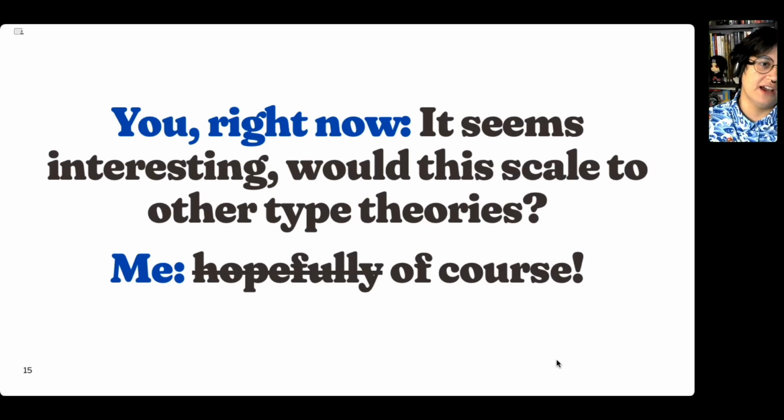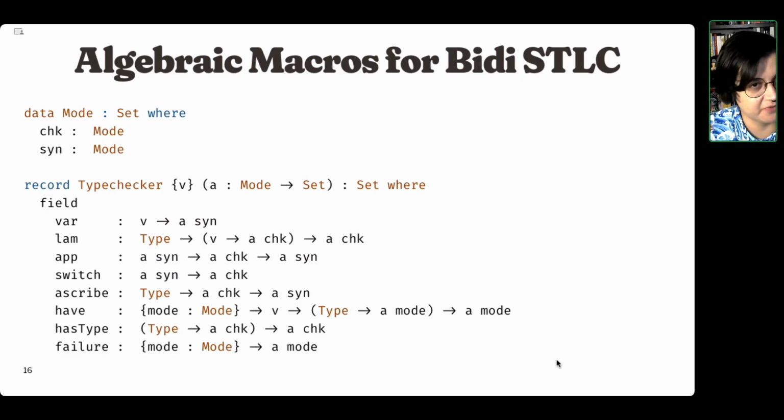And right now you may be thinking to yourself, how would this scale to other type theories? And my answer is, of course, in the sense that I'm hopeful that I can answer this, but we are in the process of extending this to other type theories. But here I can show you that it works for the bidirectional STLC.